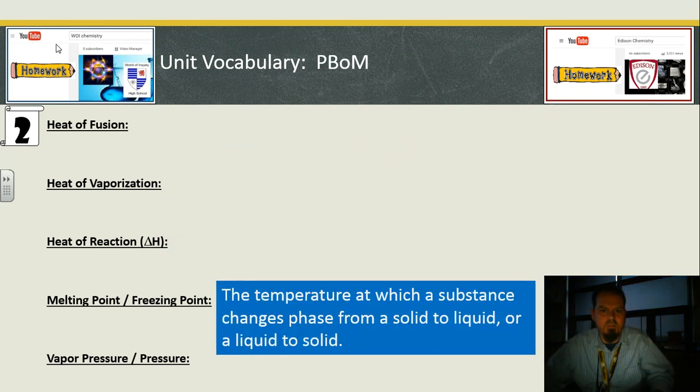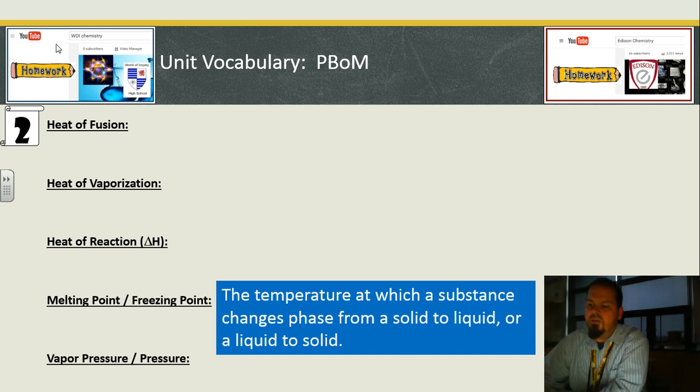All right, so melting point is the temperature at which a substance changes phase from a liquid to a solid or a solid to a liquid. We will eventually get into the difference between the direction, but that's going to be the same part on the graph, okay?